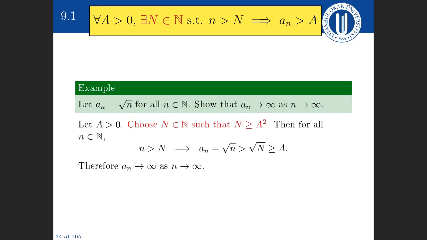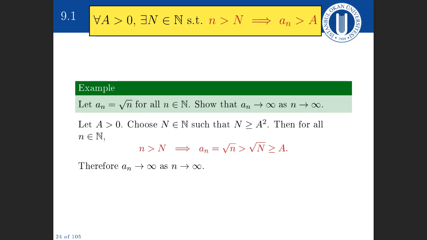And then the third part of the definition is the implication. If small n is greater than capital N, then An is greater than A. So the next part of our answer should be proving that if small n is bigger than capital N, then An is greater than capital A.